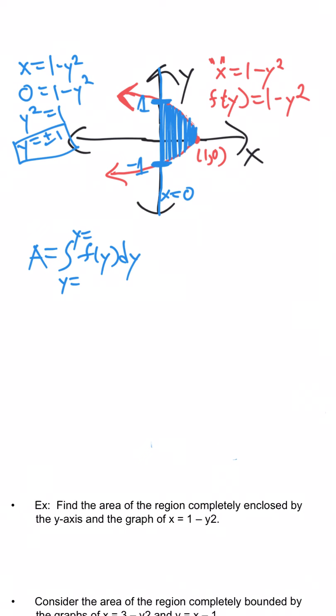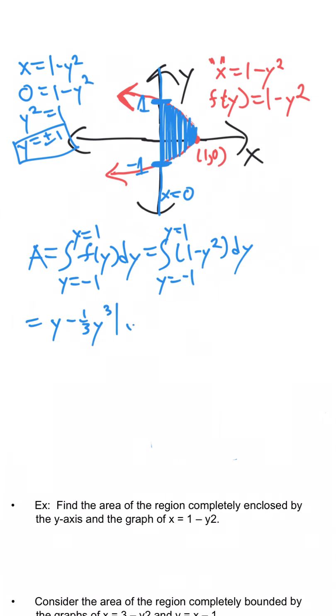All right, let's plug this in. Negative 1, 1. All right, definite integral from y equals negative 1 to y equals 1 of f of y. What was f of y again? Yep, 1 minus y squared dy. And now we just integrate. What's the antiderivative of 1 minus y squared? It is y minus 1/3 y cubed, evaluated from y equals negative 1 to y equals 1.